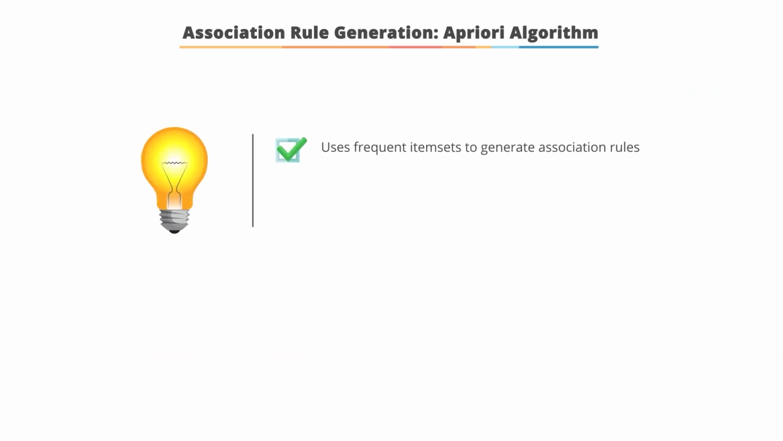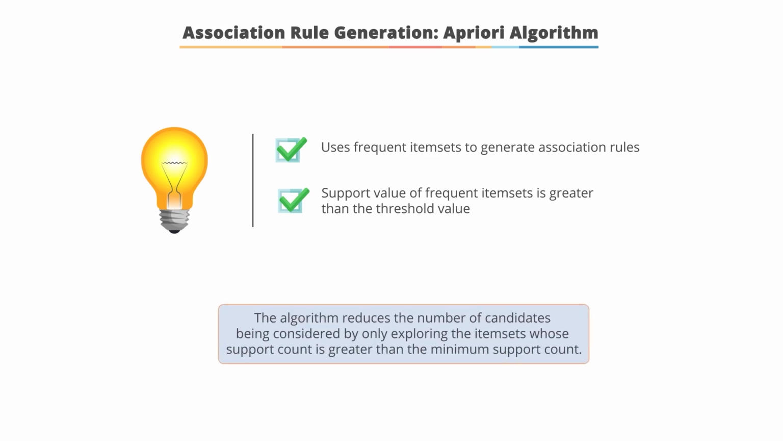It uses frequent item sets to generate association rules. A frequent item set is a set of items whose support value is greater than the threshold value. With this approach, the algorithm reduces the number of candidates being considered by only exploring the item sets whose support count is greater than the minimum support count.